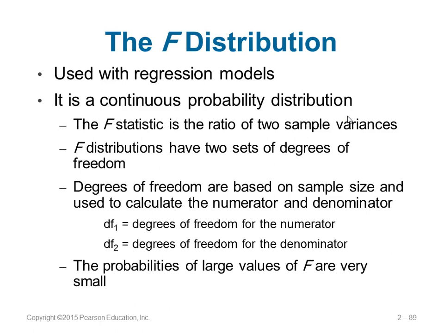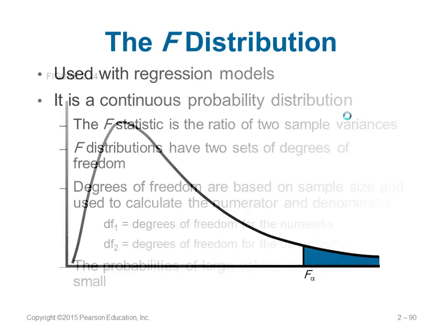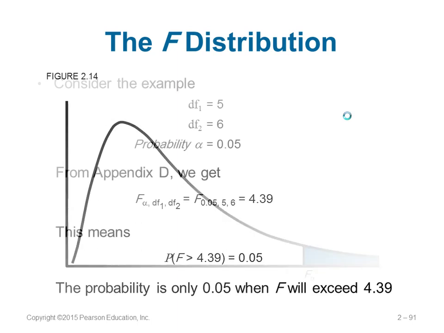Actually, the F statistic is a ratio of two sample variances. You have two sets of degrees of freedom, one for the numerator and one for the denominator. The degrees of freedom are based on the sample size. The probability of large values of F is very small: if you have a big value of F, then the probability is very small.